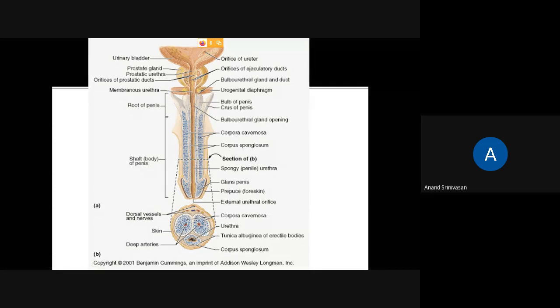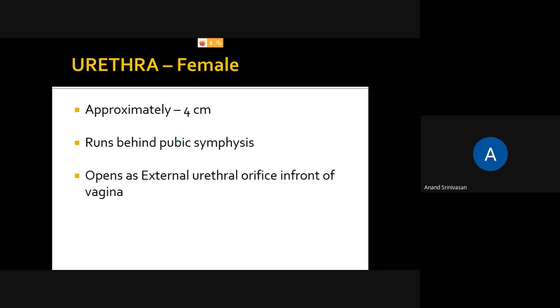Now we will go on to the next part, which is the female urethra. The female urethra is short. You have seen that the male urethra is approximately 20 centimeters, quite long. But in females, the urethra is short. It is just 4 centimeters and it is situated behind the pubic symphysis.